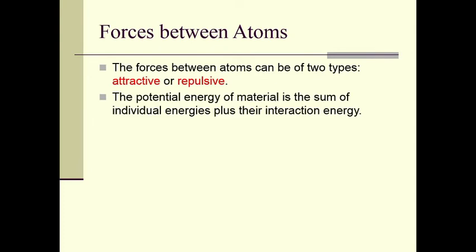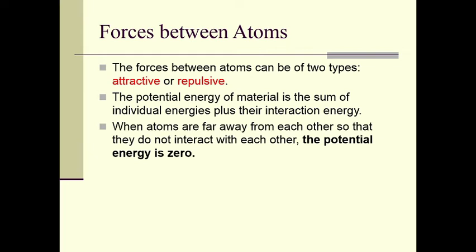So the potential energy of a material is the sum of individual energies plus their interaction energy. Each atom has an individual potential energy. When two atoms come closer, the potential energy of the molecule is the sum of the individual energies of the two atoms plus their interaction energy. So due to the interaction there is a change in the energy, and therefore the potential energy of the molecule is different from the sum of the individual atoms, right.